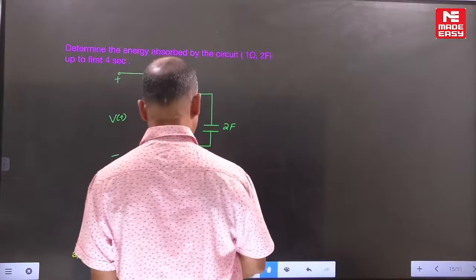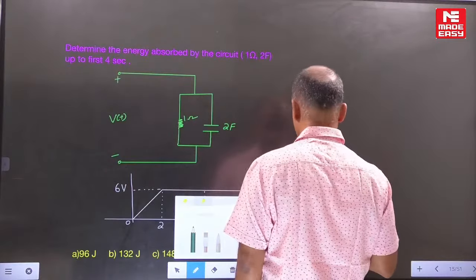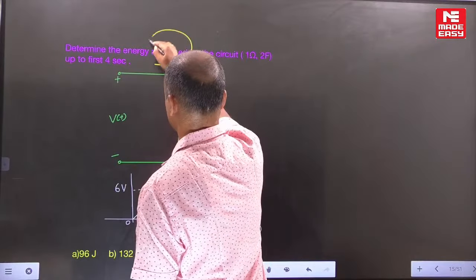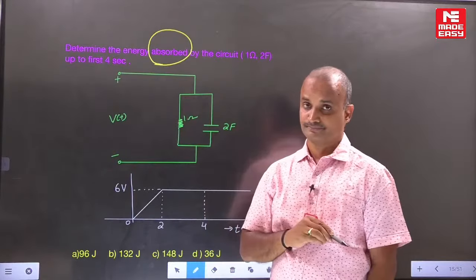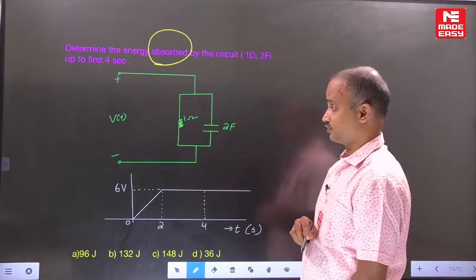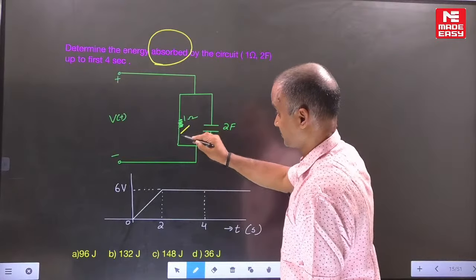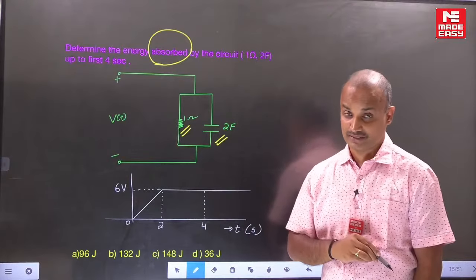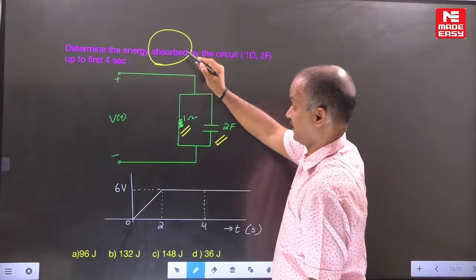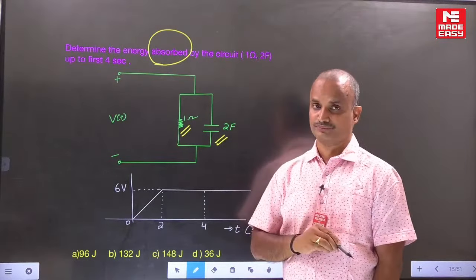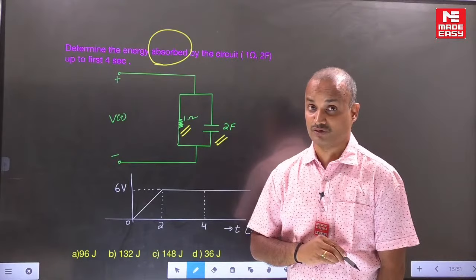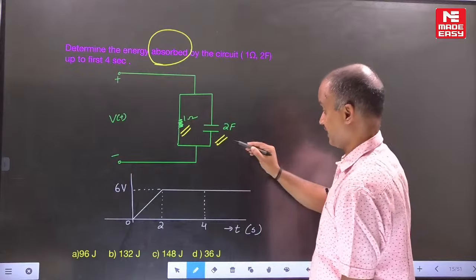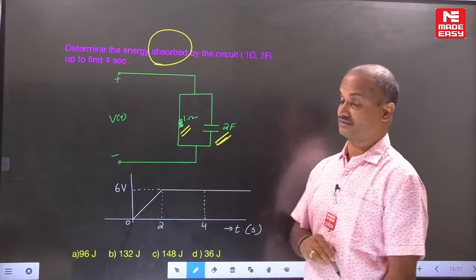Now let's check it out. For this one, you have to read the question carefully. What is asked is the energy absorbed. Energy absorbed means we should include the energy of the resistor and the energy of the capacitor. Both we have to include. In the same example, they may ask you to find the energy stored by the circuit. Energy stored by the circuit means we should focus only on the energy storage elements, that is, only on the capacitor.